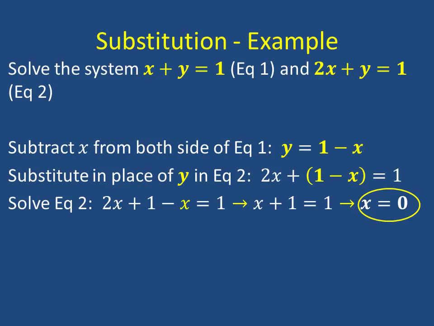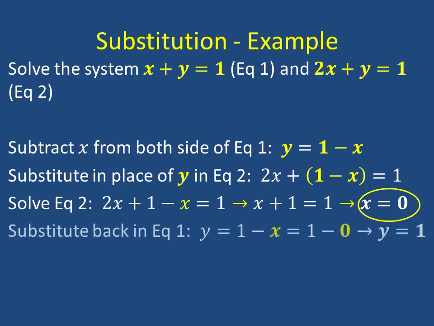Now we're going to take that number and put it back into equation 1. And notice that when we subtracted x from both sides of equation 1, we got a version of equation 1, which is y equals. We can use that version of the equation, substituting x equals 0, to get our value of y directly. So in other words, y equals 1 minus x. We'll substitute 0 for x, giving us y equals 1 minus 0, which means y equals 1. So our solution is x equals 0, y equals 1.